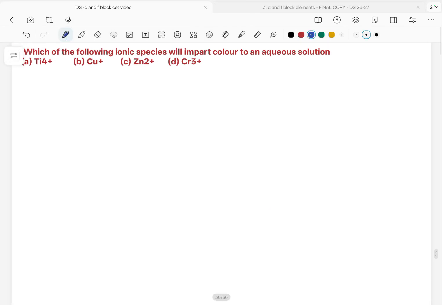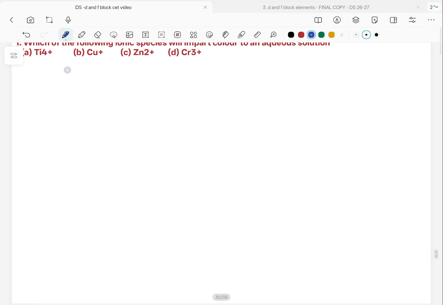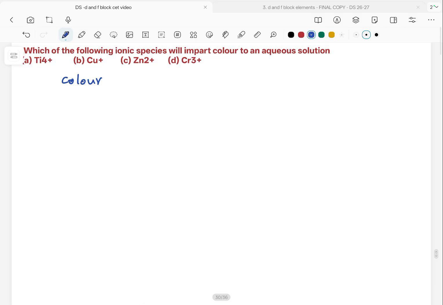Here the question is, which of the following ionic species will impart color to an aqueous solution? Here, color of the substance depends on the d configuration and unpaired electrons.